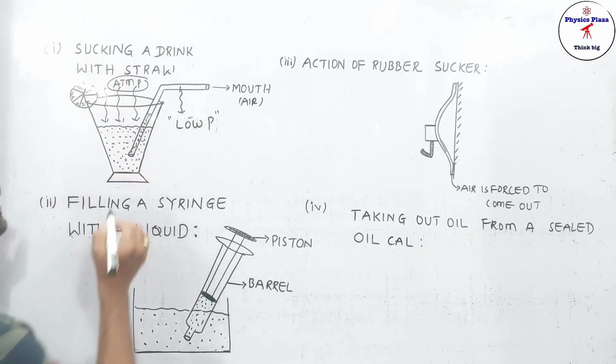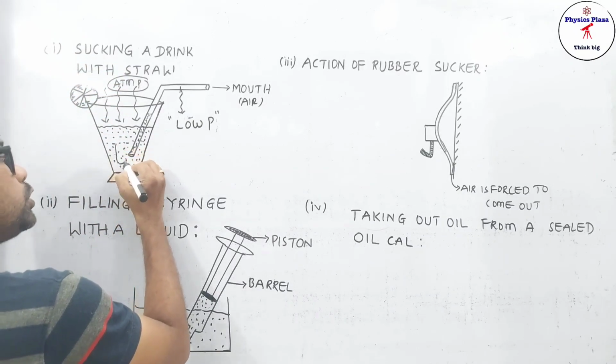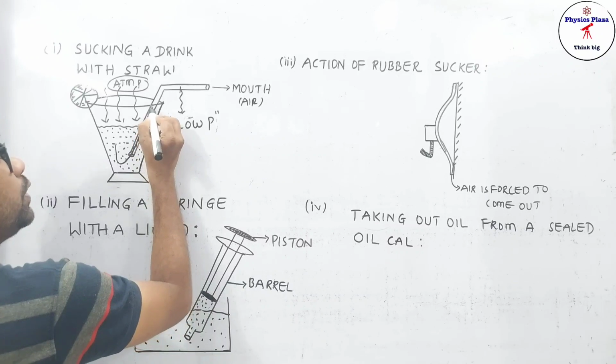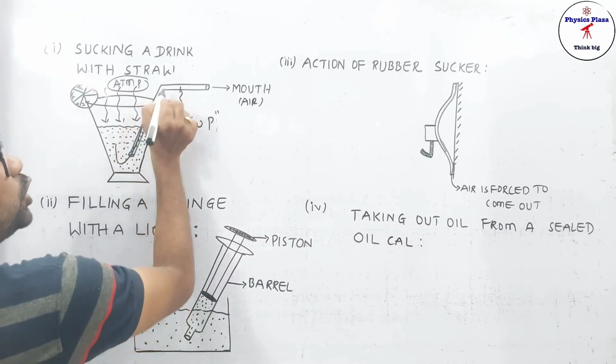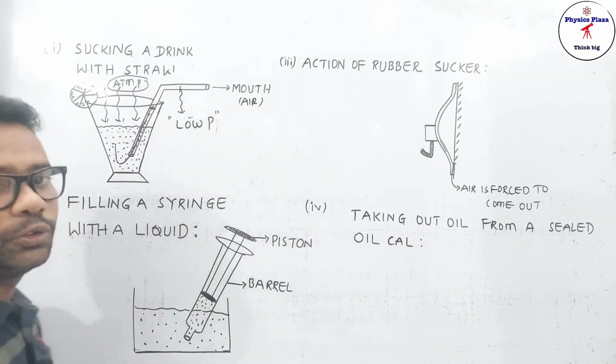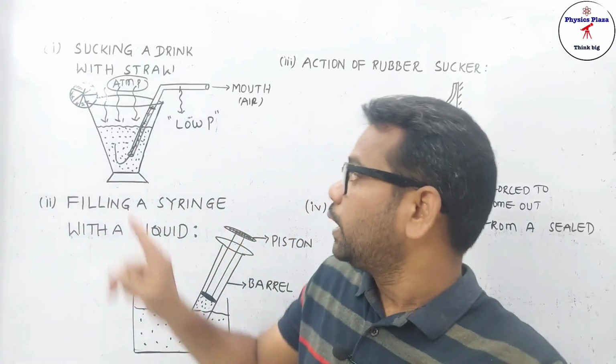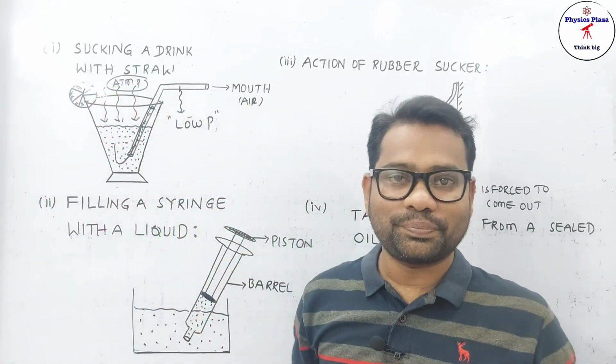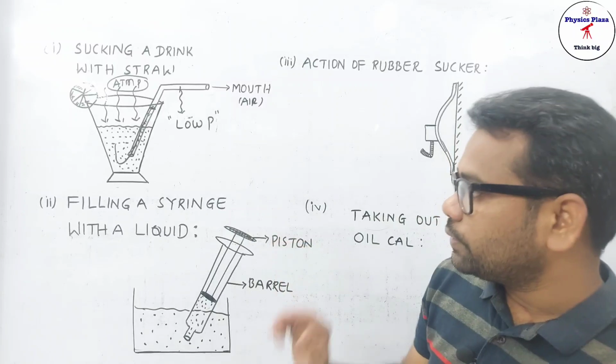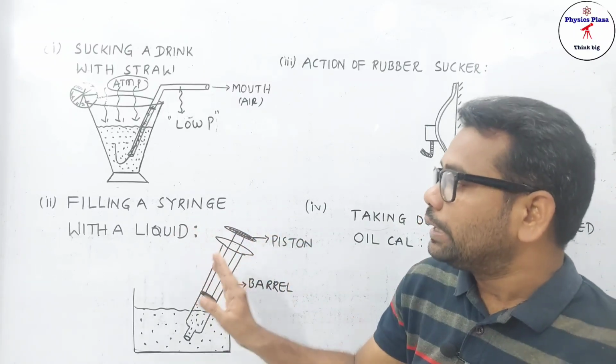Then what will happen? This liquid is forced to enter into the straw. Thereby it will enter into our mouth. It is just because of high atmospheric pressure only. Clear? Fine. Now second one is filling a syringe with a liquid.